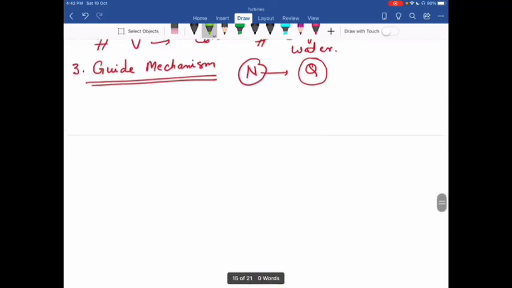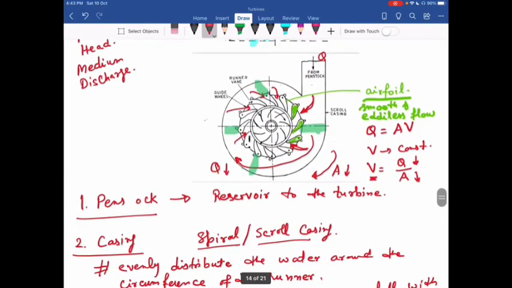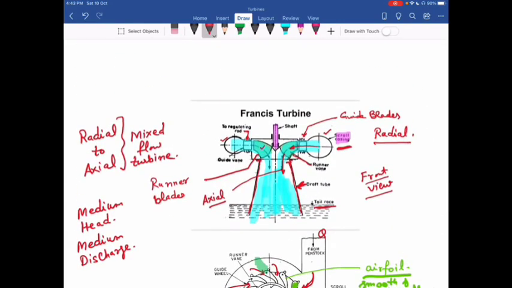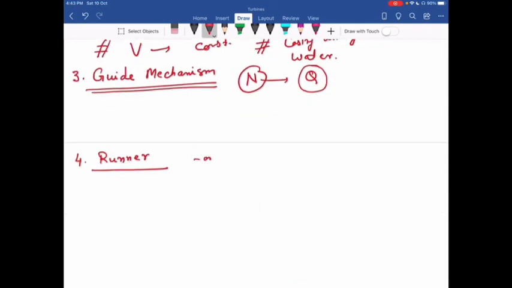Then another is the runner. The runner of the Francis turbine is keyed to the shaft. You can see here, this is the runner with these vanes along the whole periphery. This is connected to the shaft, and further that shaft connects to the generator. In this case, the turbine shaft is vertical, and the material for this runner is forged steel.